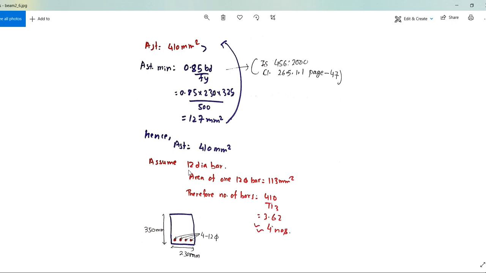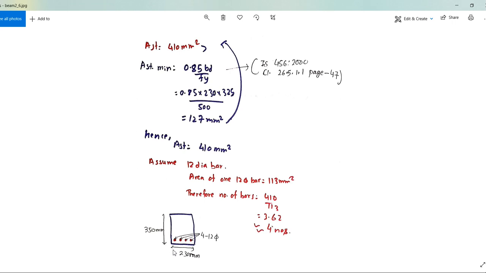We assume the diameter of the bar as 12 mm. The area of one 12 mm bar is 113 mm square. Therefore, the number of bars equals 410 divided by 113, and we get 3.62. We round off the value to 4 bars and place them at the bottom of the beam like this: 1, 2, 3, 4, 12 mm bars.